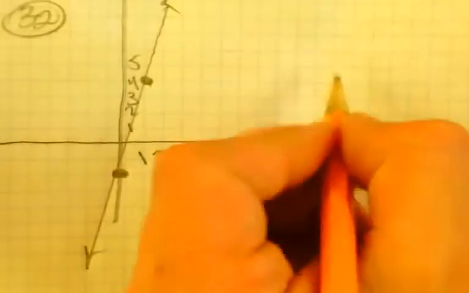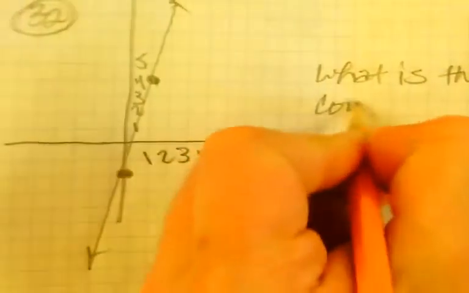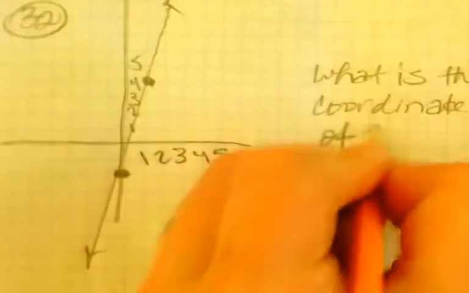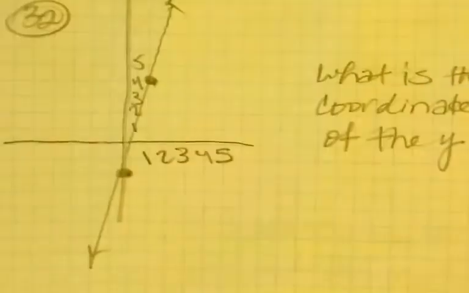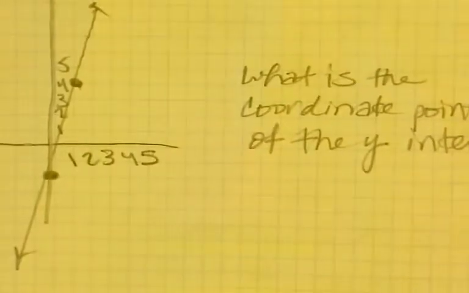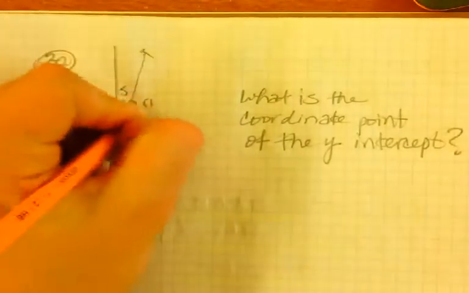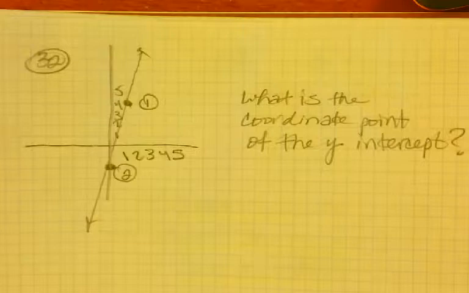Now, this equation, literally, the question just says, what is the coordinate point of the y-intercept? What is the coordinate point of the y-intercept? All right. First of all, where is the y-intercept, Marlon? Is it at 0.1 or is it 0.2? Where's the y-intercept here?